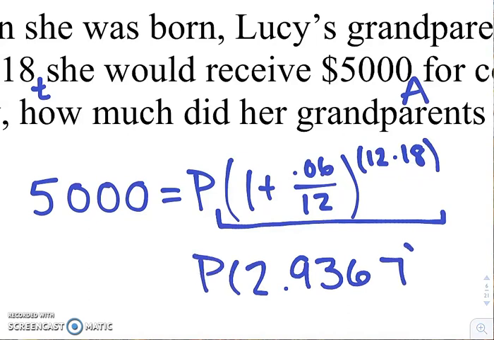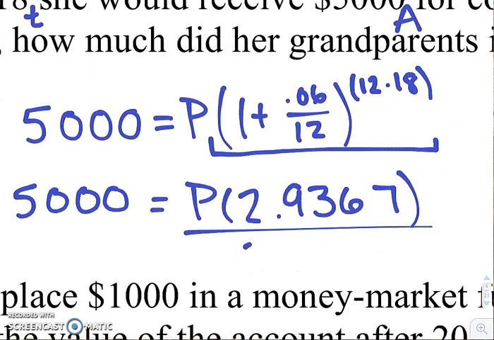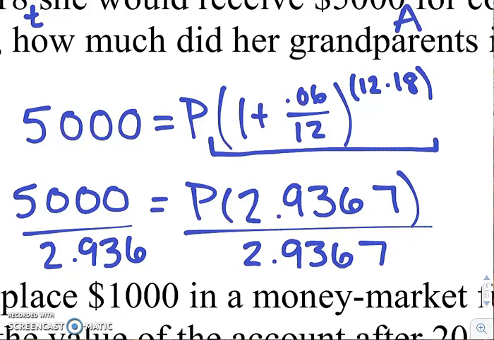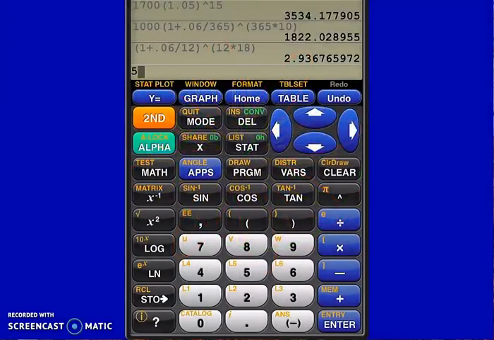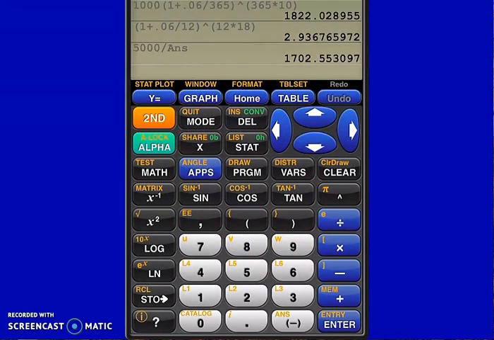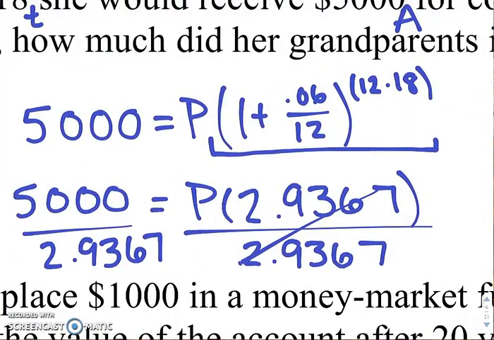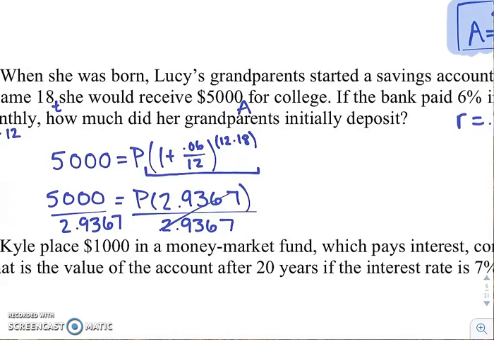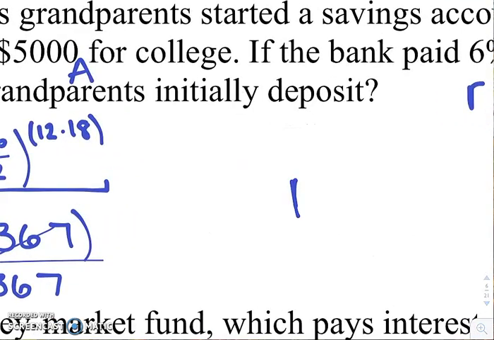So we have P times that equals 5,000. All we have to do is divide both sides by that 2.9367, that will go away, and if I go back into my calculator, 5,000 divided by 2.9367, whatever you guys might answer, we get 1702 and 55 cents. So $1,702.55.